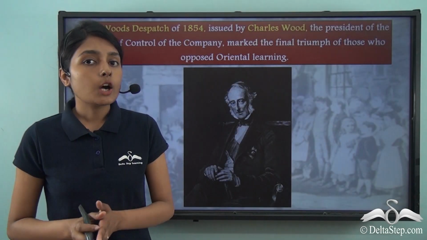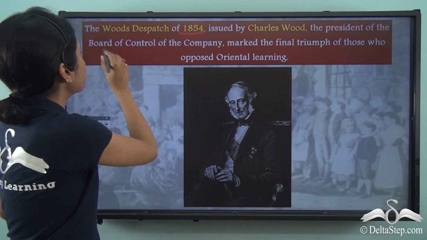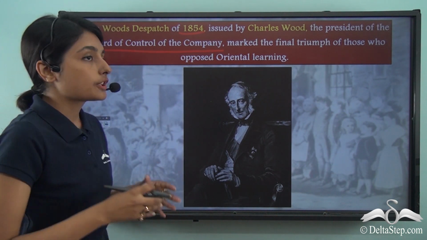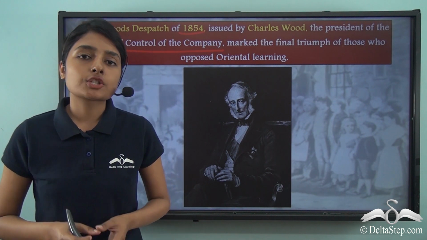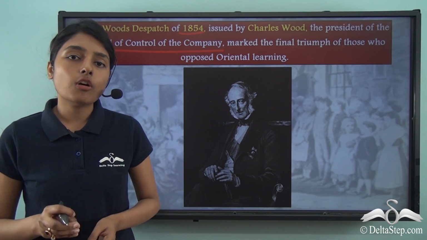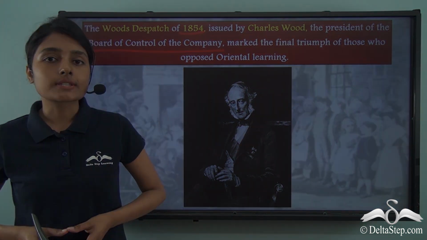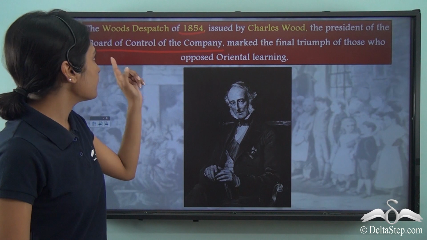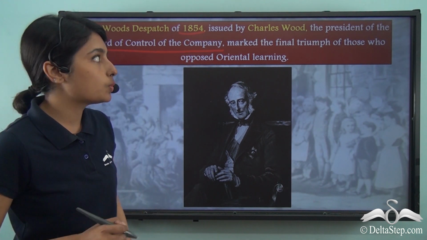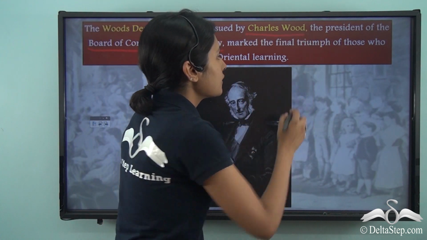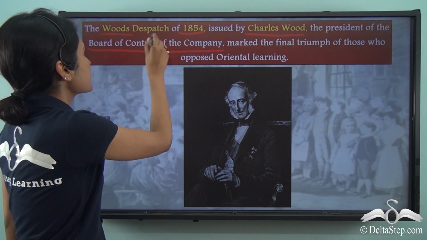Now in the year 1854, the Board of Control of the British East India Company sent a dispatch to the then Governor General of the British East India Company, which was Lord Dalhousie. And the President of the Board of Control of this British East India Company was Charles Wood, which is why this dispatch came to be known as the Wood's Dispatch.